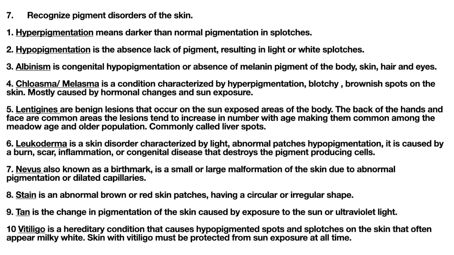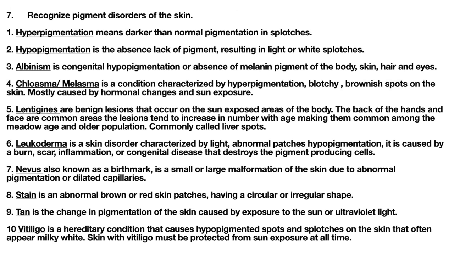Recognize pigment disorders of the skin. Number 1. Hyperpigmentation means darker than normal pigmentation in splotches. Number 2. Hypopigmentation is the absence, lack of pigment, lack of color, resulting in light or white splotches. Number 3, albinism is a congenital hypopigmentation or absence of melanin pigment of the body, skin, hair, and eyes.